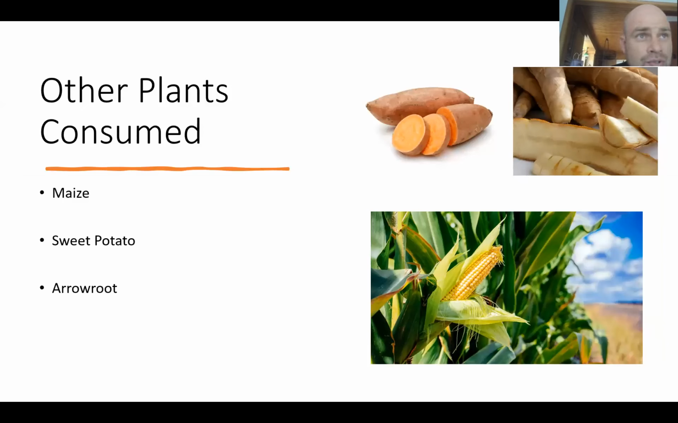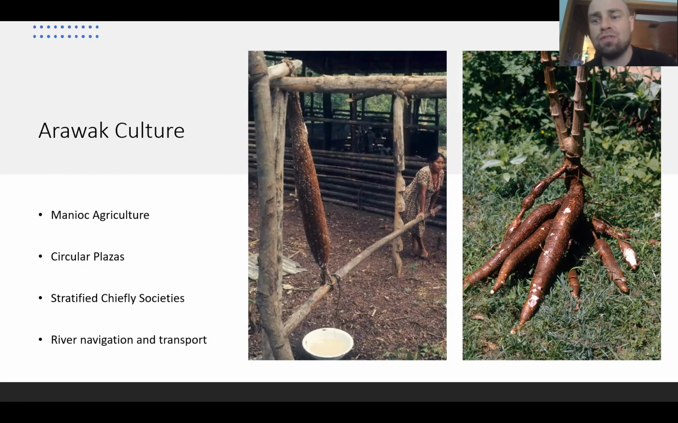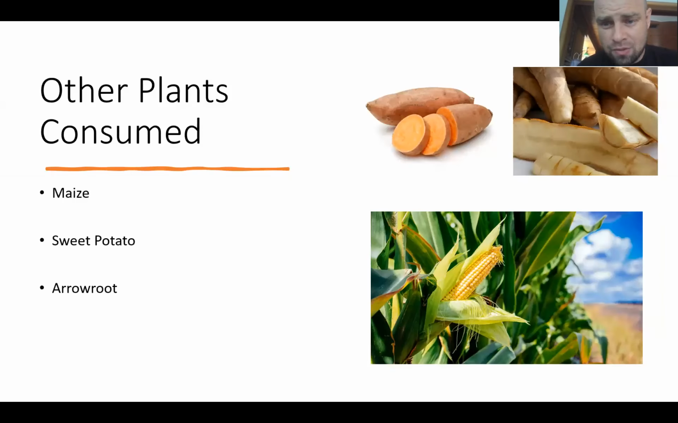Beyond cassava, which is the principal staple, they also had corn, sweet potatoes, and arrowroot as another major tuber. And there were specific agricultural techniques, like building mounds for the cassava, that we see evidence of in the Caribbean. We see evidence of it in the Amazon as well.